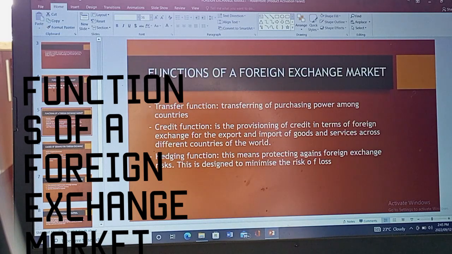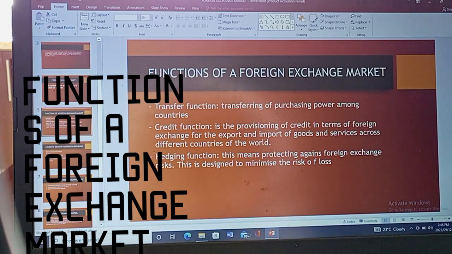So if we talk about the transfer function, which has to do with purchasing power, we simply mean the transfer of the value of the money we have in our country into other currencies. I don't know if this is clear enough. I will take it again. Purchasing power is the value of the money that you have to buy something. If I want to buy a car and the price of the car is 1 million and I have just about 100,000, I don't have enough purchasing power to buy that car.